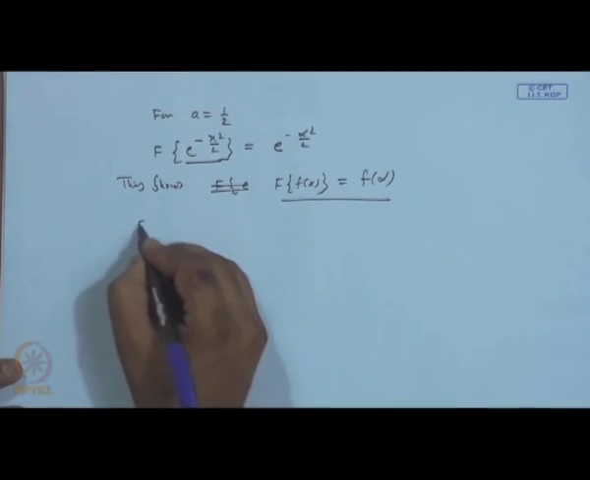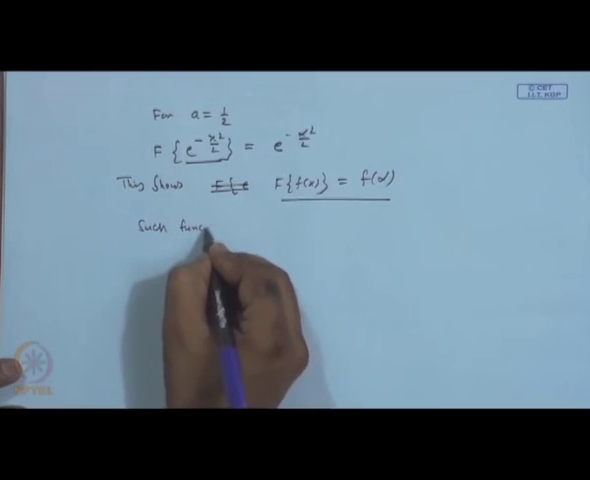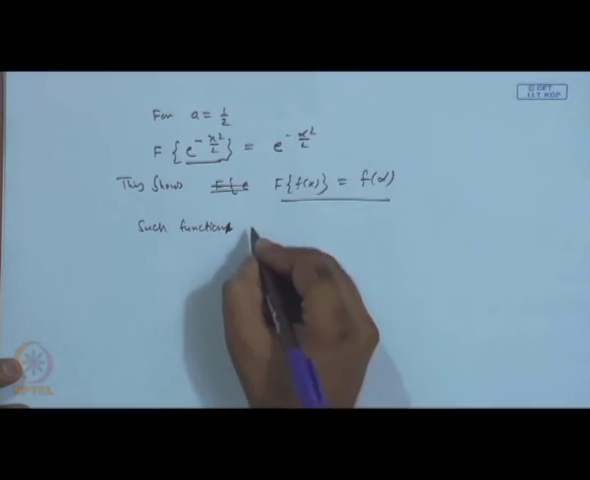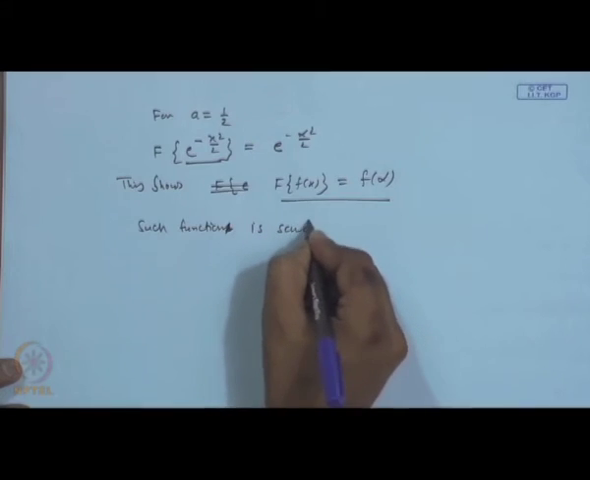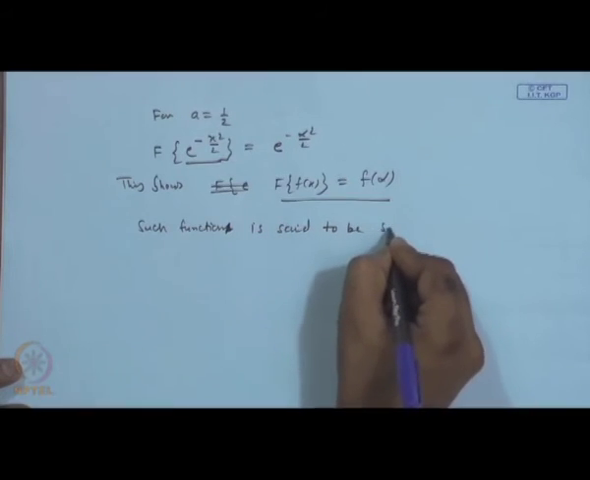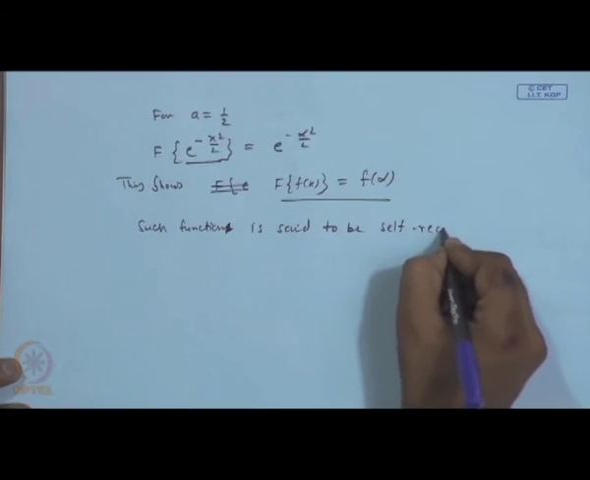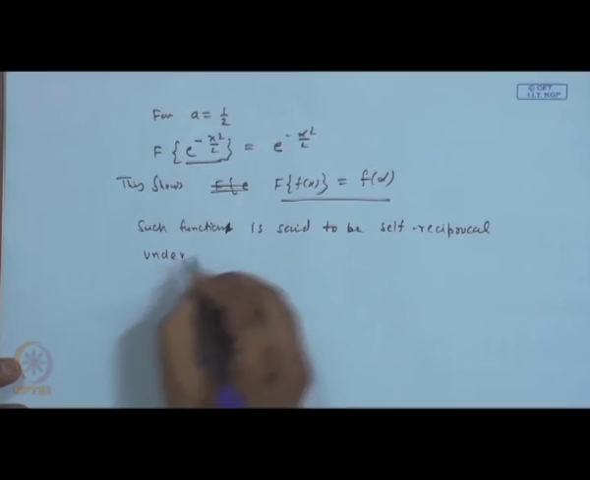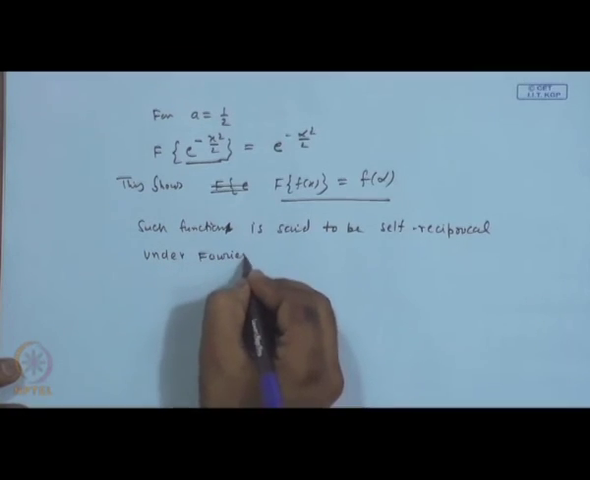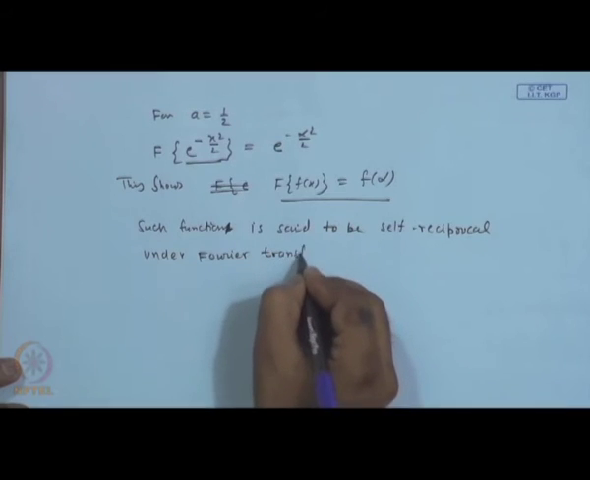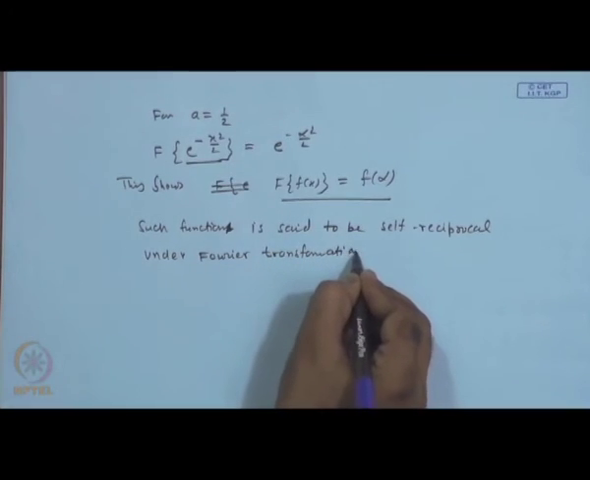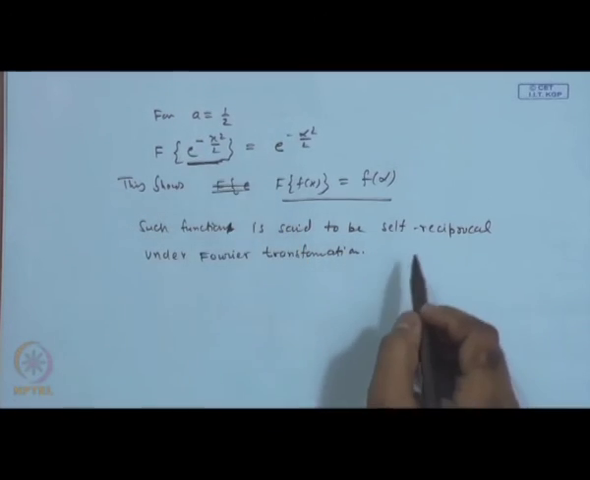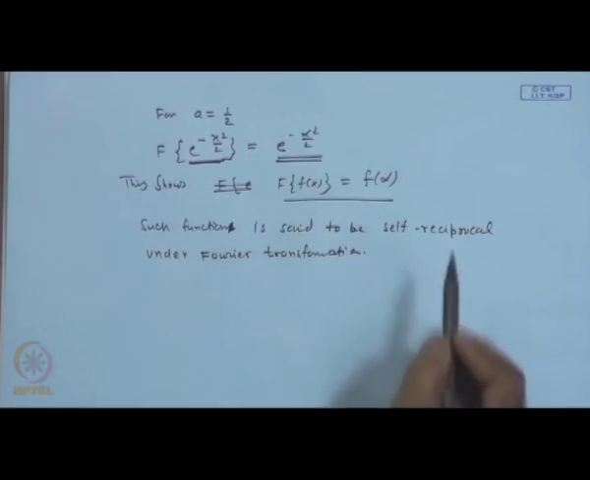It's interesting, and such functions, or such function where this property holds, is said to be self-reciprocal under Fourier transform, under Fourier transformation. Okay, so this function e power minus x square is self reciprocal under this Fourier transformation.